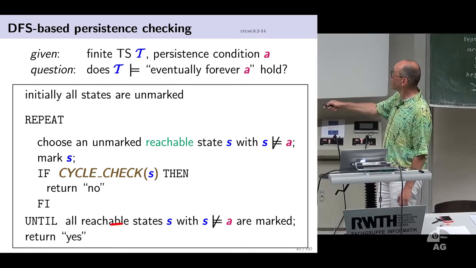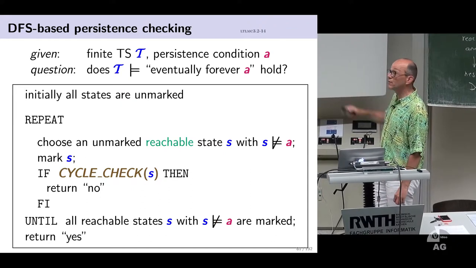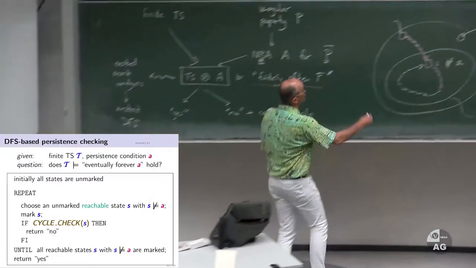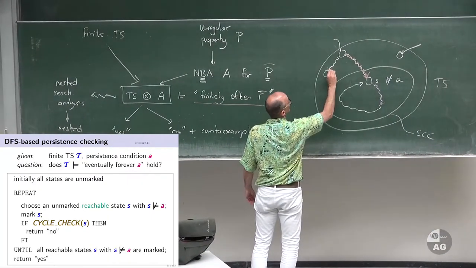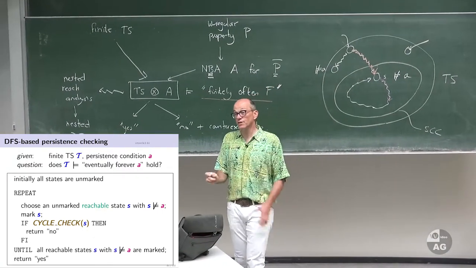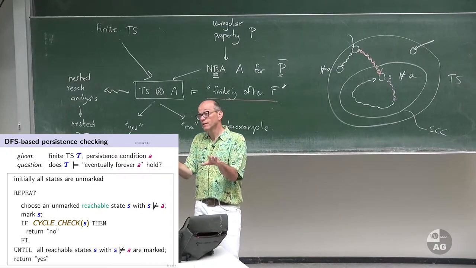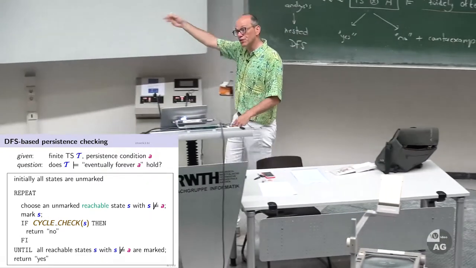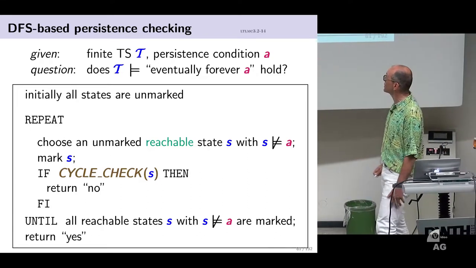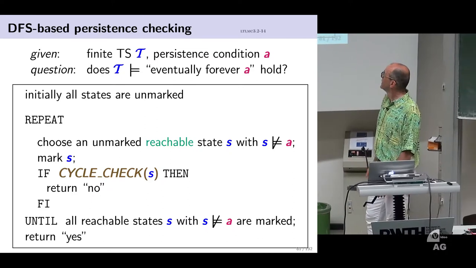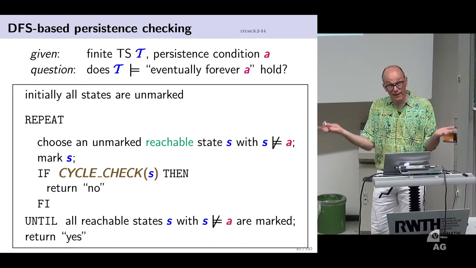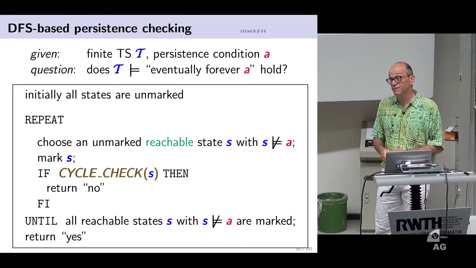And you do this until you have checked all the reachable states that violate A. I hope that's clear. It could be the case that I have another state that I can reach from there, which violates A. I also have to check whether this is on a cycle. As soon as I have found one which is on a cycle, I'm done. As long as this is not the case, I have to consider them all. So I repeat this until I have checked all reachable states in my transition system or in the graph. And if I did this and I did not find any on a cycle, then the answer is yes.